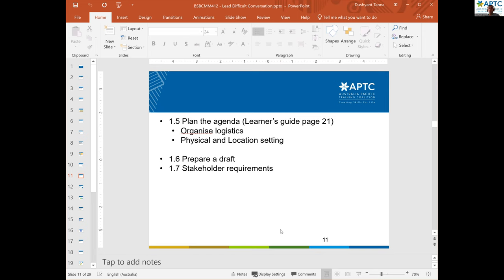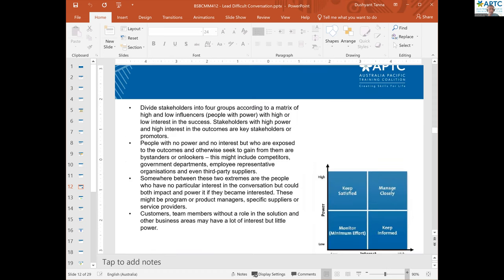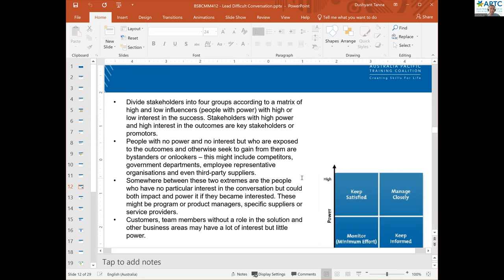In here, it's similar to the manage meeting unit, but a managed meeting will have a particular purpose. Like this purpose is to solve the difficult conversation, to solve the issue. Okay, there is a bit to read, so I'll leave it for everyone to read this, please.